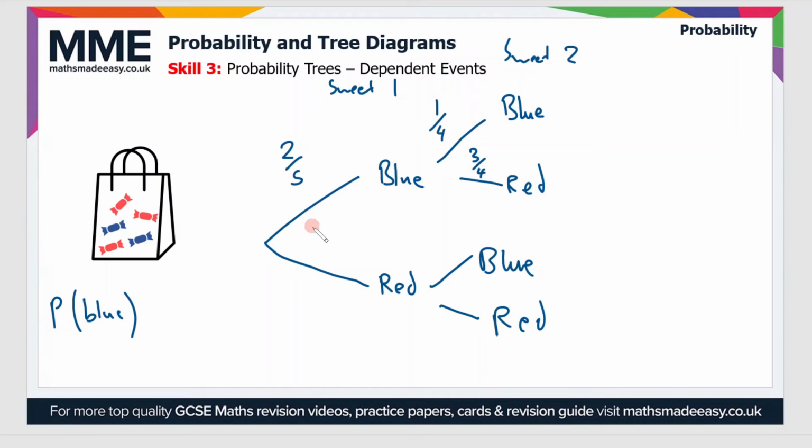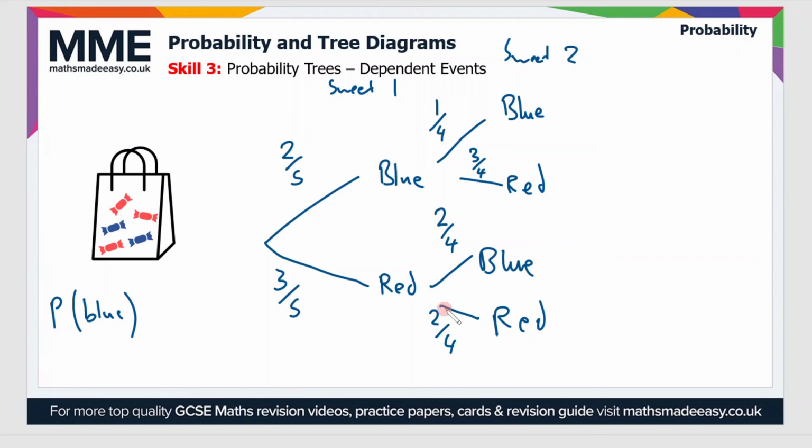But then if we go to sweet number 1 again, the probability of taking a red sweet out is 3/5. As you can see from the bag, there's 3 red sweets out of a total of 5 sweets. But then if the first one is red, the chance of taking a blue sweet out on the second one is 2 out of 4, as the 2 blue sweets are still in there, but the total number of sweets is now 4. And then also that'll be the same for all the red sweets.